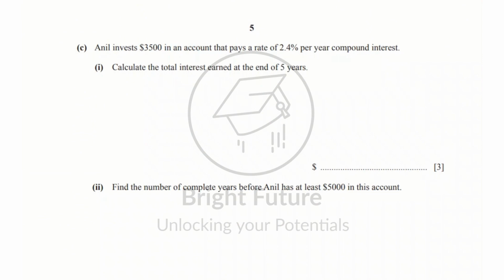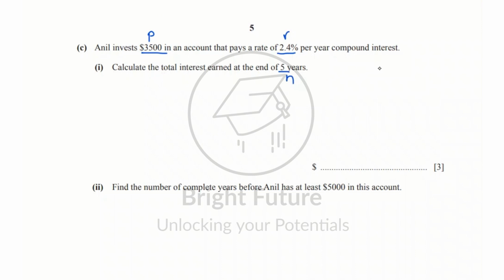Anil invests $3,500 in an account that pays a rate of 2.4% per year compound interest. Calculate the total interest earned at the end of 5 years. So 5 years is your n, 2.4 is the rate, and this is the principal amount. So we have to find out the total interest.